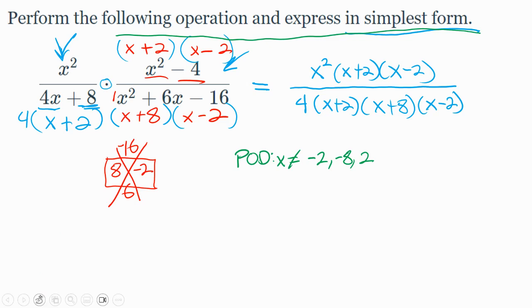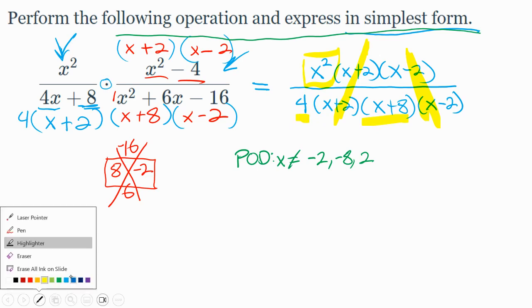Anyway, our job is to vertically reduce anything that is a like binomial or like term as a product. So I see my x plus 2s, I can reduce those out. And I see these x minus 2s. Those are big diagonal-ish ones, but those are ones. Anything divided by itself is 1. So 1 there, 1 there. The only thing left in the numerator is this x squared. In the denominator, we have the 4, and then the x plus 8.